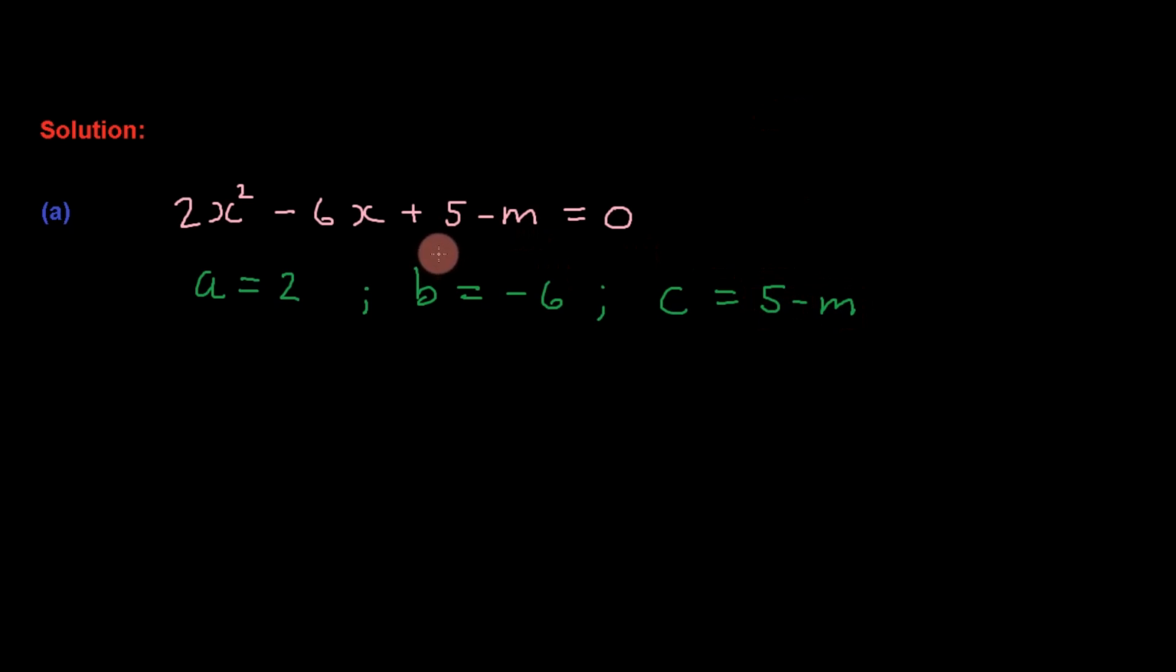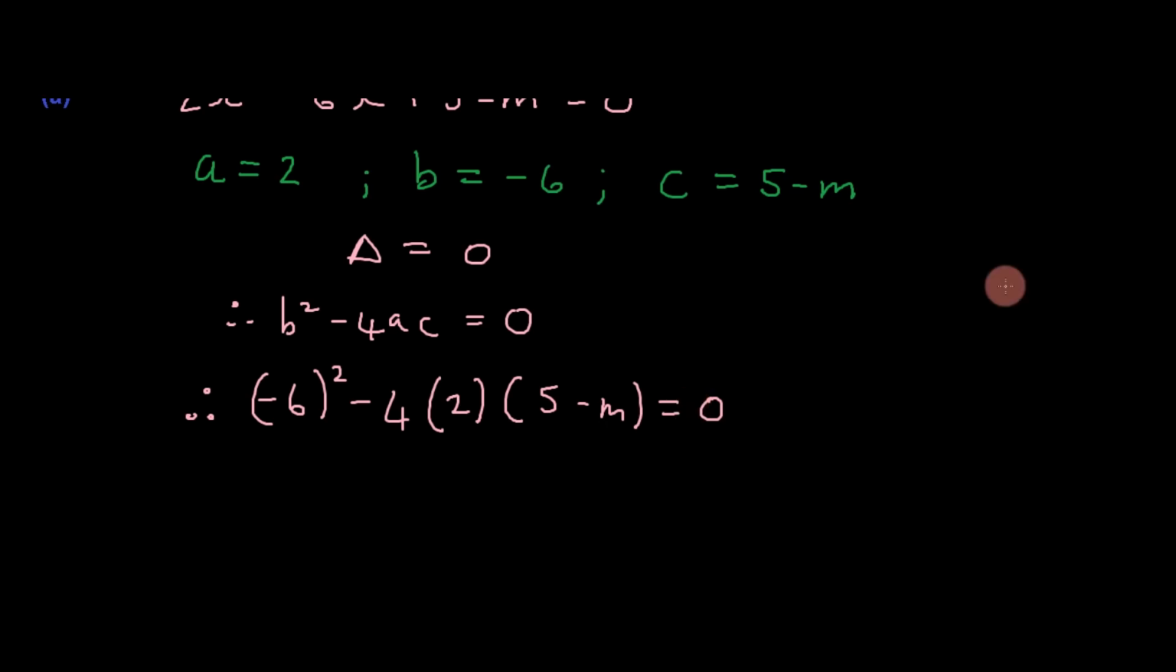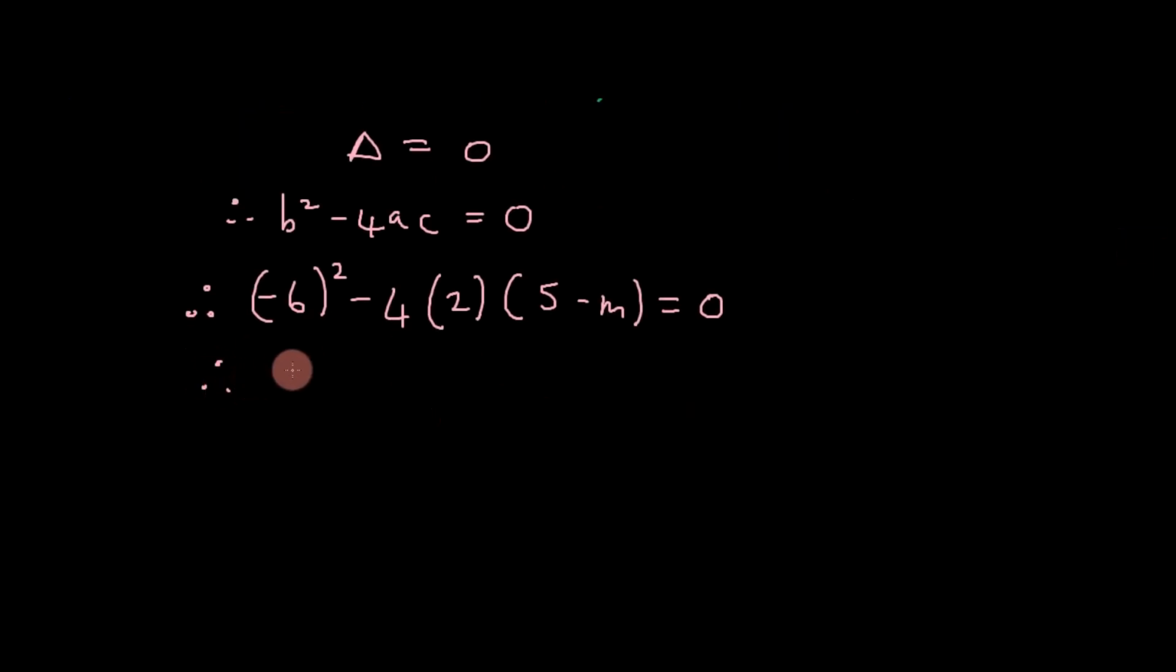Now, we are told that the roots must be equal, and that means that delta must equal 0. In other words, b squared minus 4ac must be equal to 0. And we substitute in the values of a, b, and c. So it's b squared, negative 6 squared, minus 4a, and a is 2, so 4ac, and c is 5 minus m. And this must be equal to 0. We can simplify, so it's 36 minus 8 times 5 is 40, and then minus 8 times minus m is plus 8m.